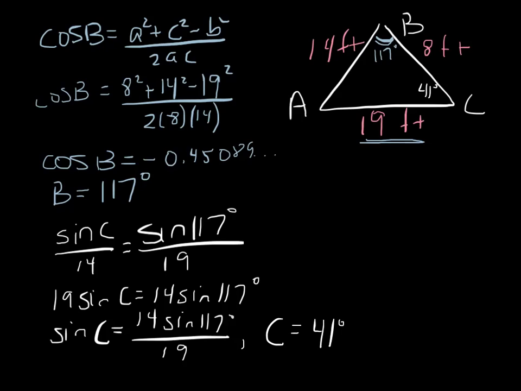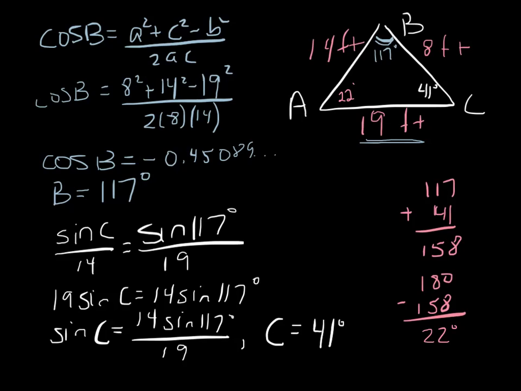Then to find the last angle, we can add the other 2 angle measures. It's 158. And then subtract that from 180. And we get 22 degrees. Also notice that in this problem we were given 3 sides. So this was side, side, side.